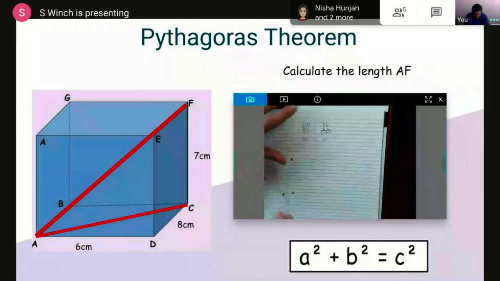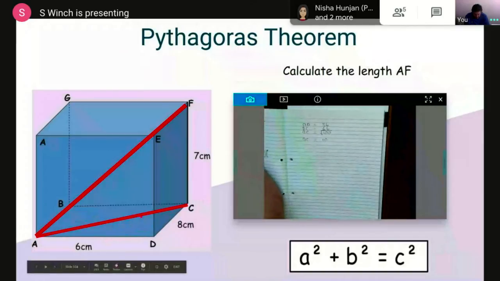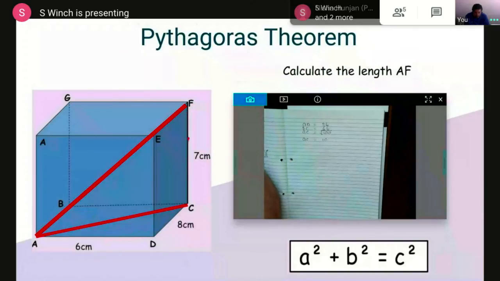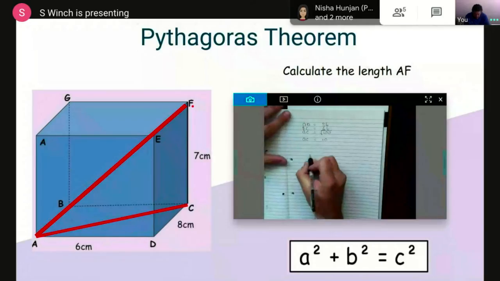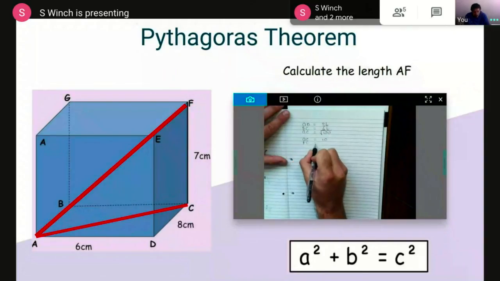And we know, if we go back to this picture here, this red line at the bottom is 10. This vertical line up here is 7. So now we're able to create a new triangle within this cuboid. We'll start again. We know A to C is 10. We know F to C equals 7 squared, which is 49.